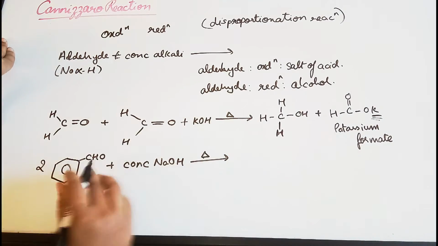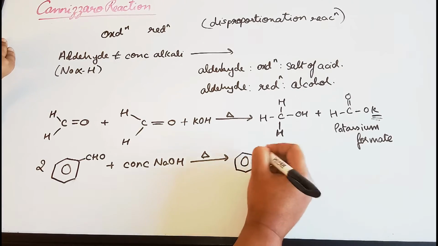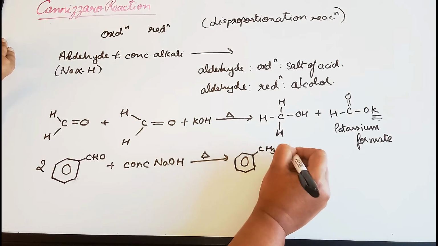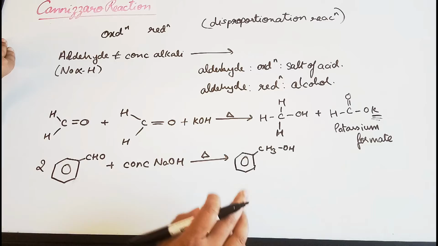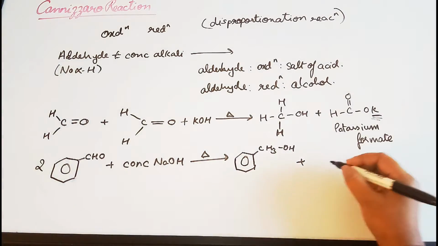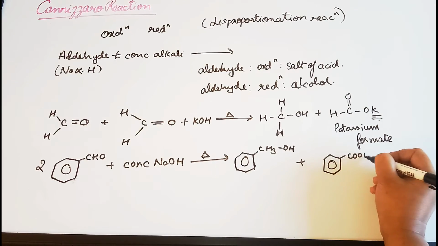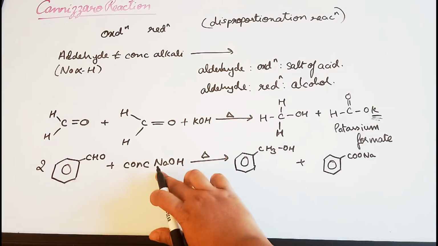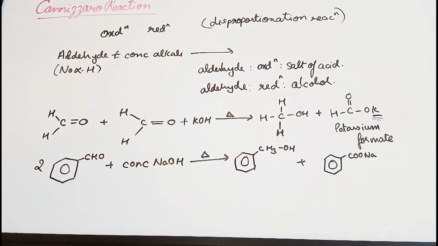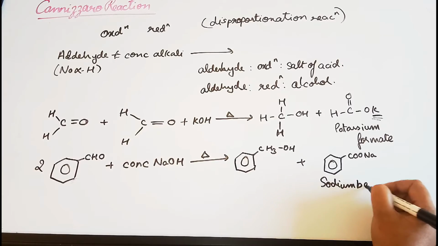So one aldehyde is going to form an alcohol. This is not going to be directly OH. You will have CH2OH. This is benzyl alcohol. It is not a phenol, it's a benzyl alcohol, plus, since we have used NaOH, we'll have COONa being formed. And this is called sodium benzoate.